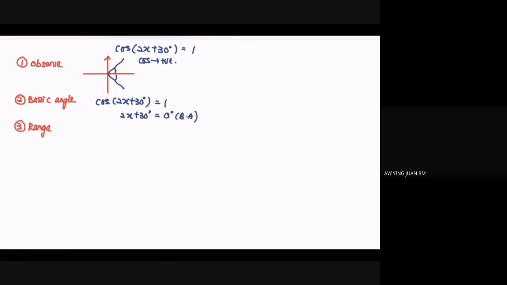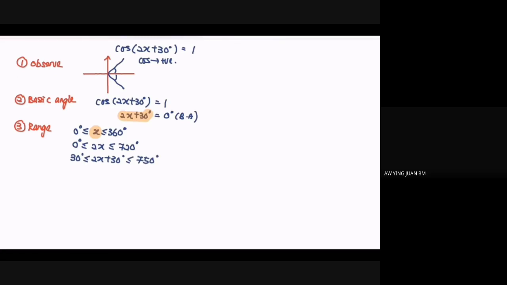Step number 3 is to find the range. Given the question, the range is 0 until 2 pi. My preference is using degrees, so we have 0 degree until 360 degree. Based on the base angle, we have 2x plus 30. So what we have to do is to transform the range to 2x plus 30 degree. At first, we multiply by 2. For the left hand side, we still have 0 degree. In the middle, we have 2x. At the end, we have 720 degree. Next, we add on 30. For the left hand side, we have 30 degree. In the middle, we have 2x plus 30 degree. Finally, 720 plus 30, we have 750 degree.